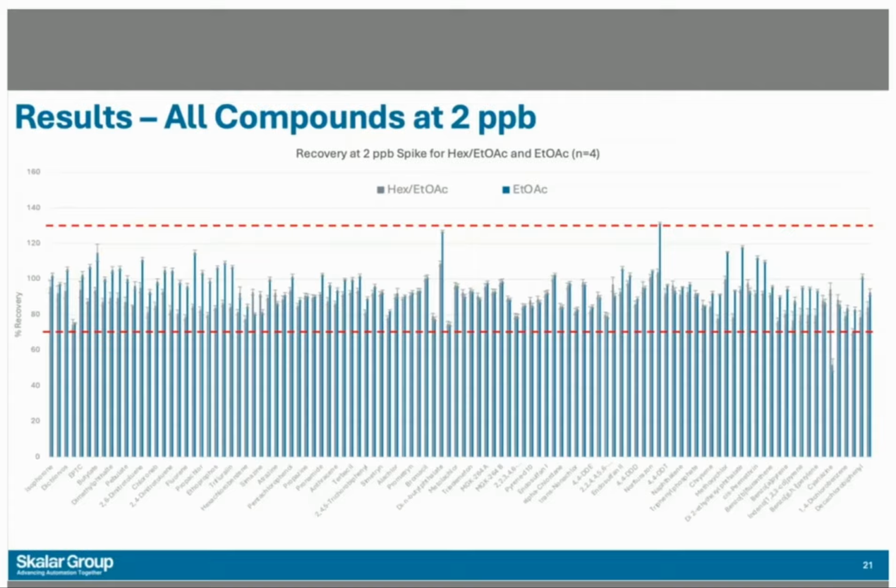And then 1 bar also over here that's kind of interesting. This 1 bar with the pure ethyl acetate that's below the 70% threshold, that is a cyanazine. Now, interestingly, it passed well with the hexane ethyl acetate mixture, but with pure ethyl acetate, it missed the threshold.